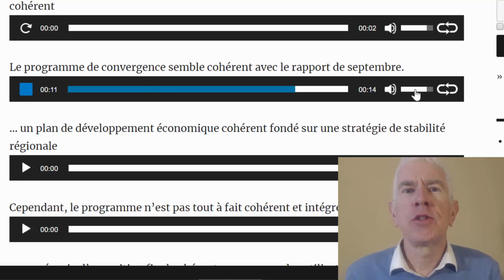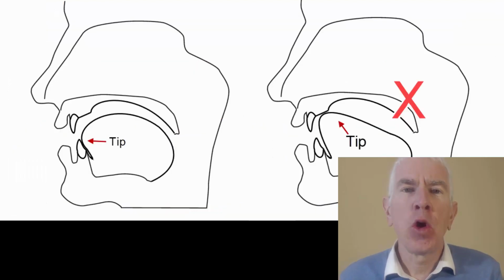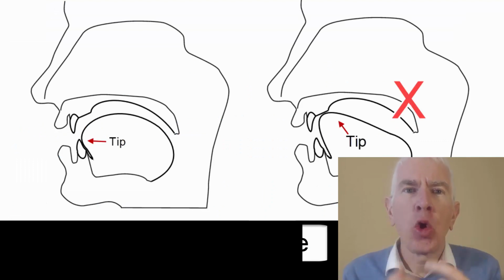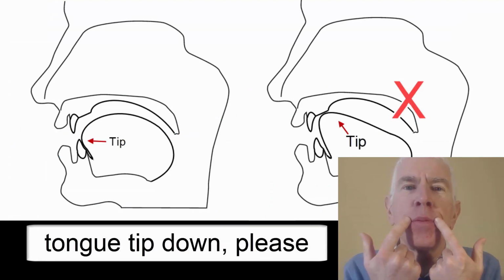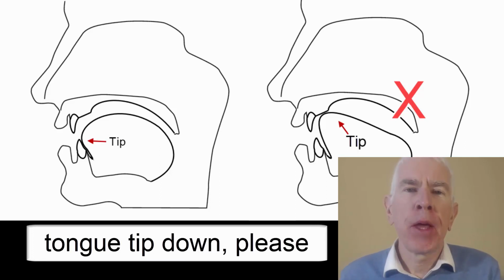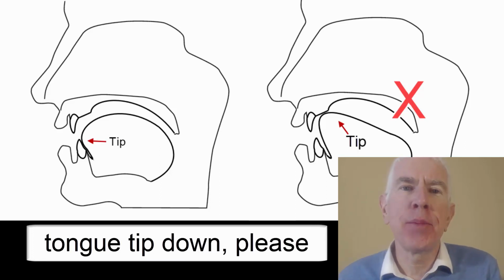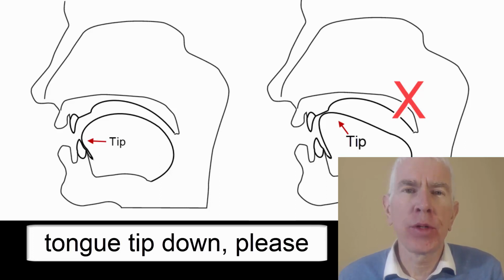So first, let's do this. Notice that when I say coe, I'm going to pull the corners of my mouth back a little bit. Coe. What I'd like you to do is say that with the tip of your tongue touching the inside of your lower teeth. Say coe, coe, and then don't make the R yet.